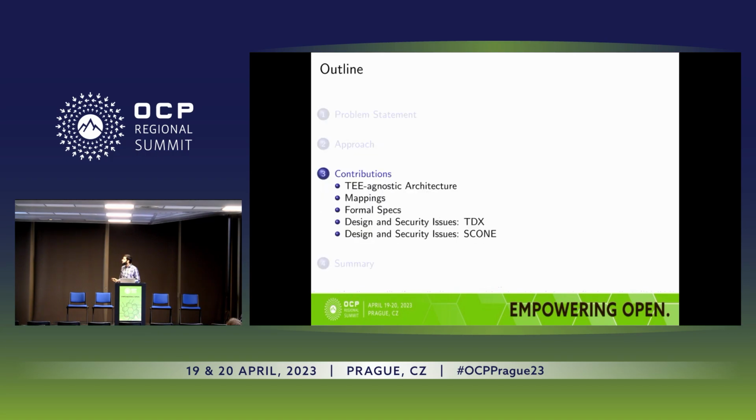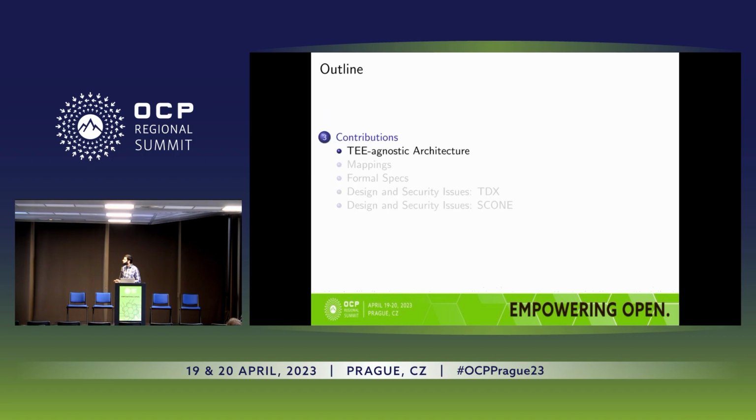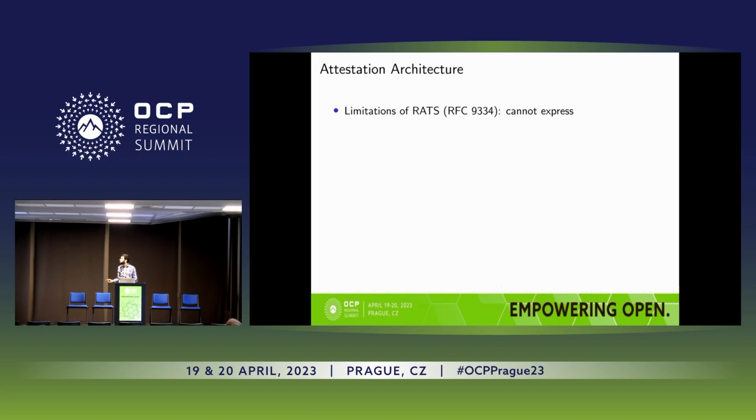And there are specific contributions which are parts of the approach itself, and the ones that I introduced in the problem statement. I will now talk about each of them. The first one, TE-agnostic architecture. I introduced in the beginning that there exists a standard called RATS, Remote Attestation Procedures. And this is already an RFC, 9334.